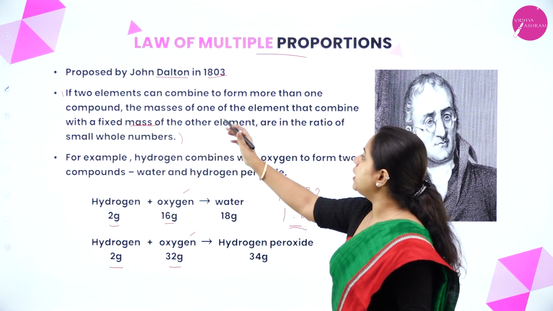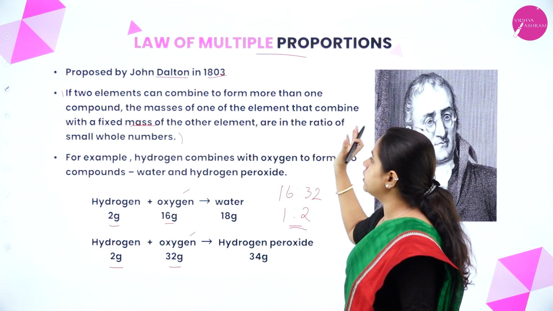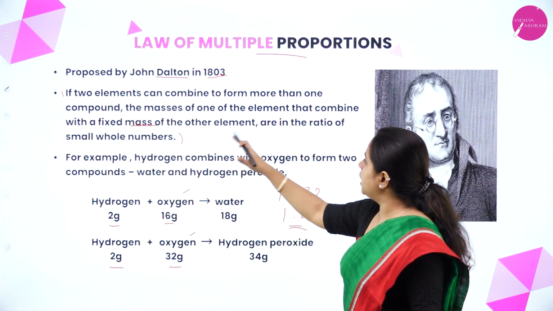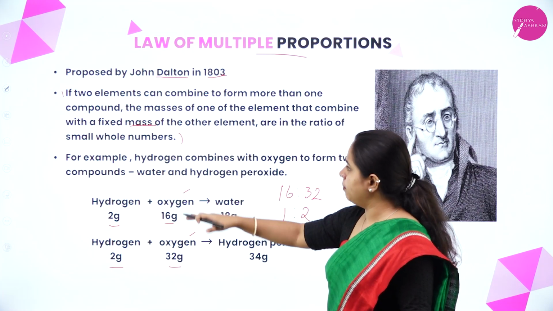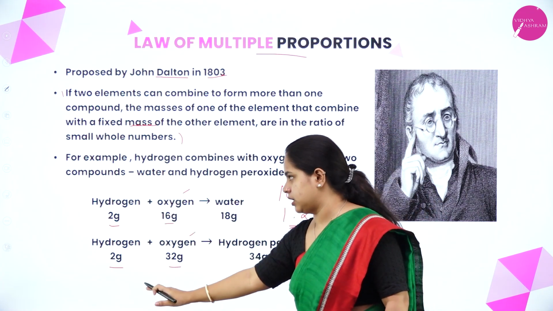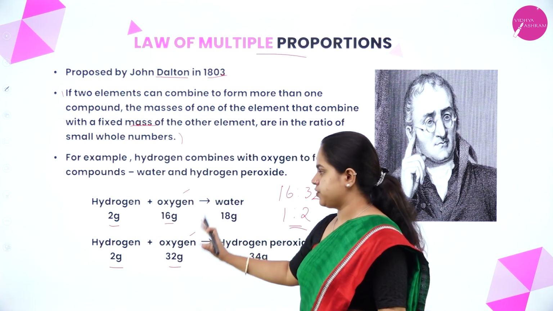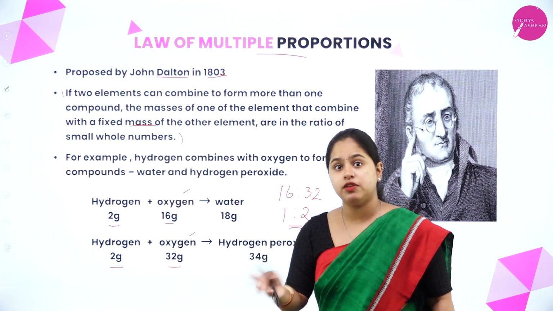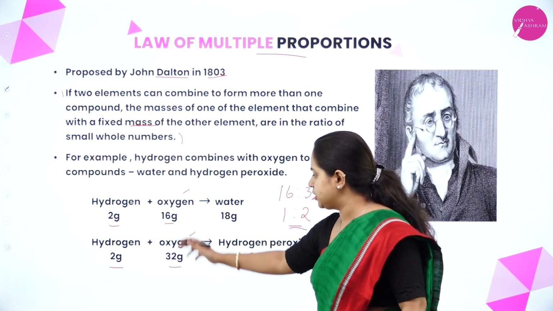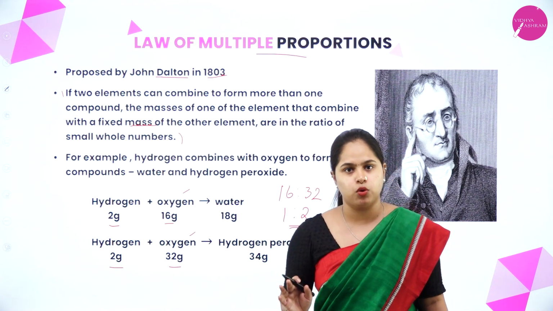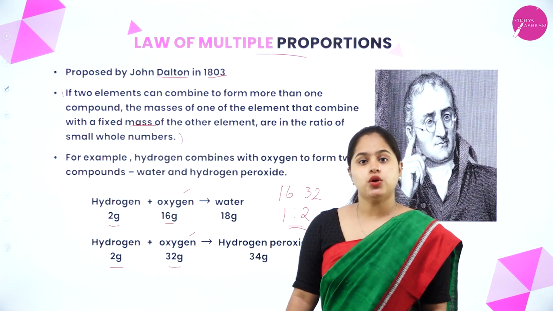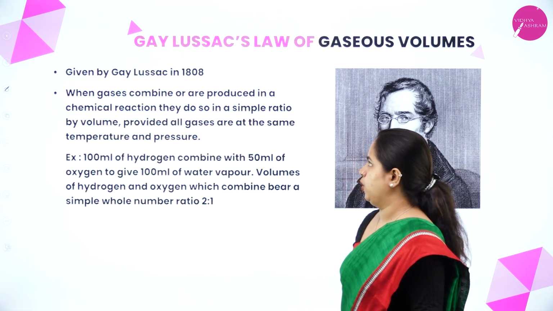That is, if two elements can combine to form more than one compound, yes, as you can see, water and hydrogen peroxide are formed, masses of one of the elements that combines with the fixed mass. Fixed mass here is hydrogen. It combines with oxygen. So the ratio between the masses of the element which is not fixed here will be in a simple whole number ratio. Yes, I hope it is clear. Yes, so now let's move on to the next law.